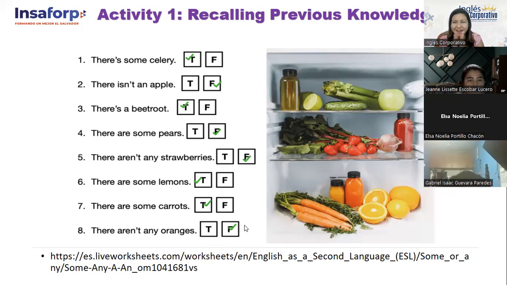There are some pears. There are some lemons. There are some carrots. There aren't any oranges. False. Great job. Okay, so I can see that you remember.